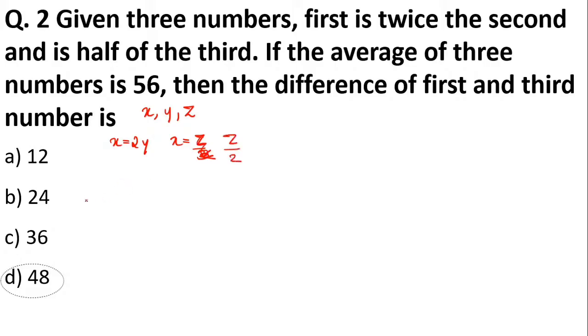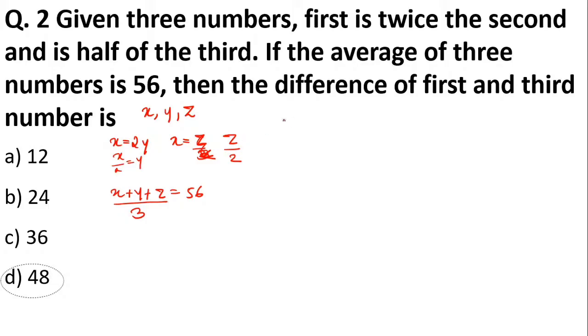Now, in this question they are saying the average of three numbers, means x plus y plus z upon 3 equals what? 56. And how do we find average? We just add the numbers and we divide it by how many numbers we have added. So here we have added three numbers, so we'll write 3. If we had added two numbers, we would have written 2. Very simple. So we can write y is equal to x upon 2. X is equal to 2y, right? So x upon 2 is equal to y, right, students?